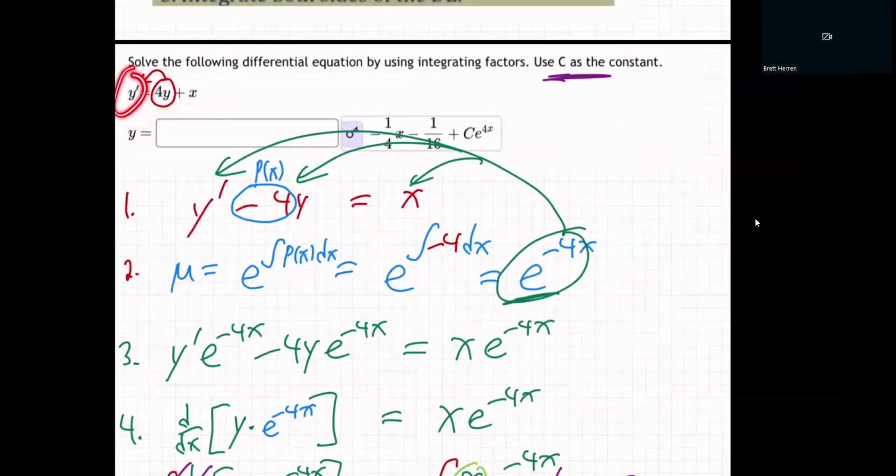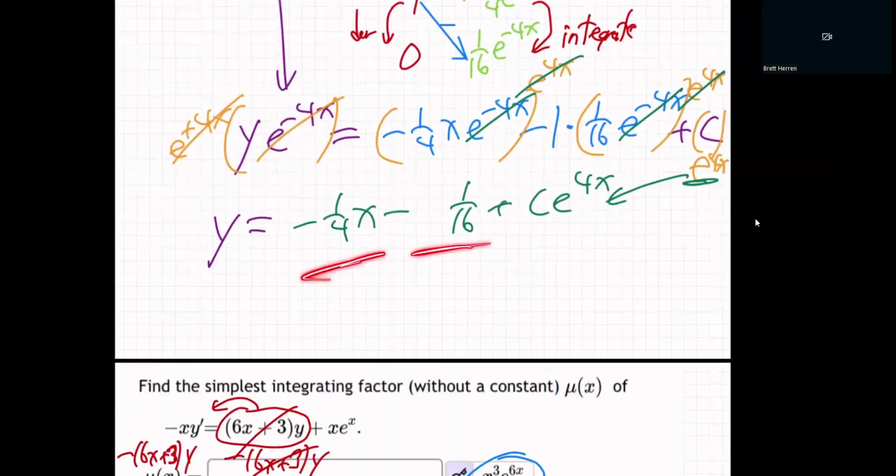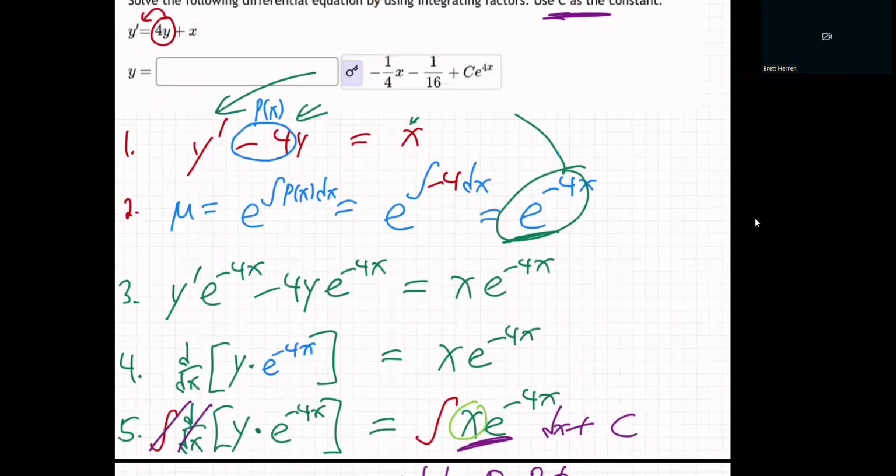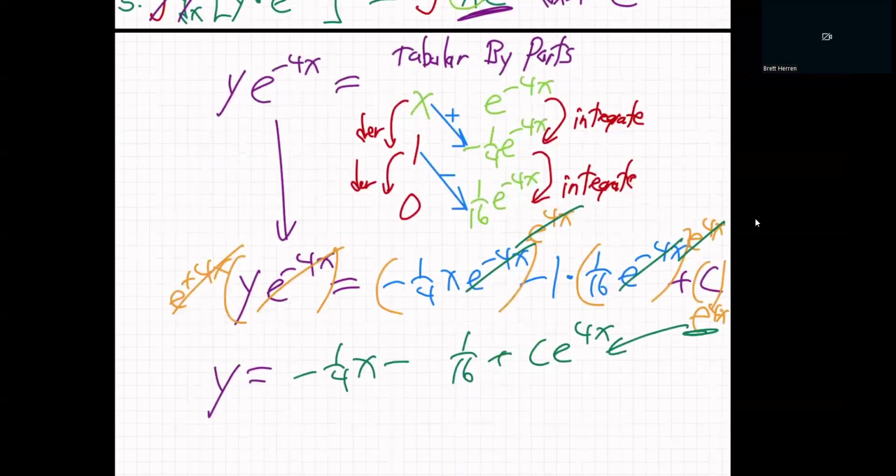That's a function whose derivative is 4 times the function plus x. You could check it if you wanted to. You could plug it in and see if the derivative of this function is equal to 4 times the function plus x if you had time. Or you could just look right here in the answer key. Did we get it right? Minus 1/4 x minus 1/16 plus c e to the 4x. There we go. So that's how we do that.